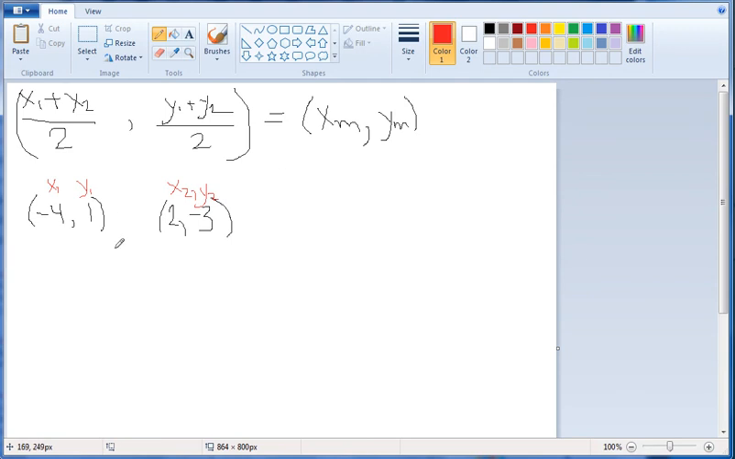Okay? From here on out, it's simply just plugging it into the equation. So instead of x1, I'm going to put -4. Instead of x2, I'm going to say plus 2. And then I'm going to divide that by 2. And then I'm going to do that with the y. That's supposed to be a comma there. Instead of y1, I'm going to put the number 1, plus, instead of y2, I'm going to put the number -3, divided by 2.